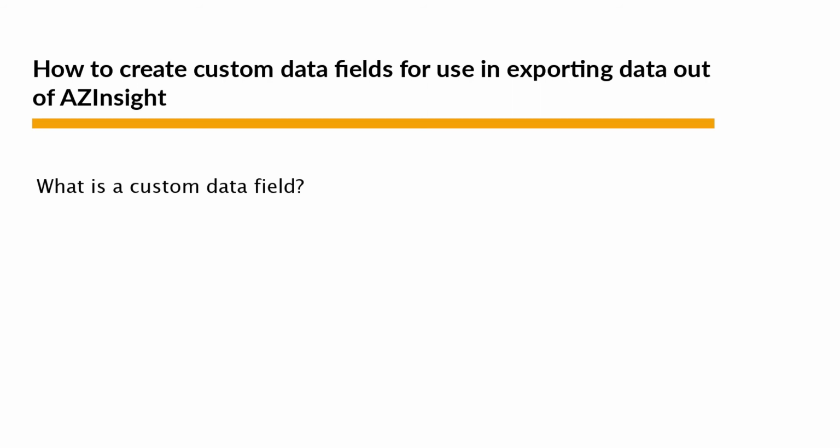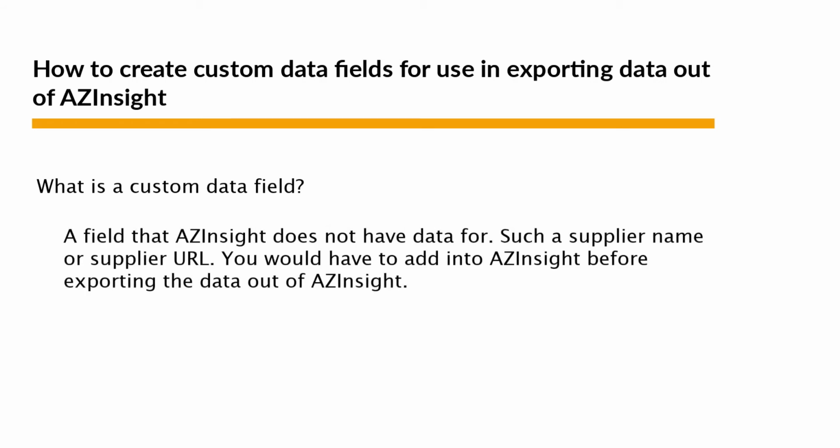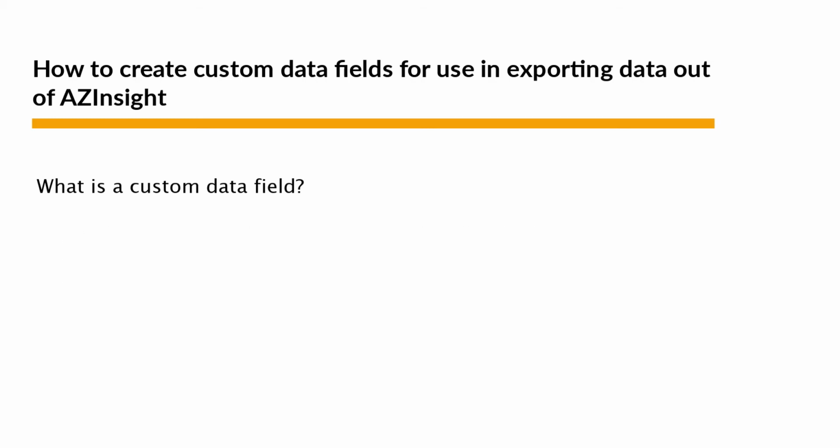In this video, we're going to be covering how to create custom data fields for use in exporting data out of AZInsight. Before we begin, let's start by understanding what a custom data field is and why you would want to use one. A custom data field is a data point that AZInsight does not natively have data for. An example would be supplier name or supplier URL. This is considered a piece of information that you, as a user, would manually add before exporting the data out of AZInsight to a CSV, Google Sheets, or to your system's clipboard.